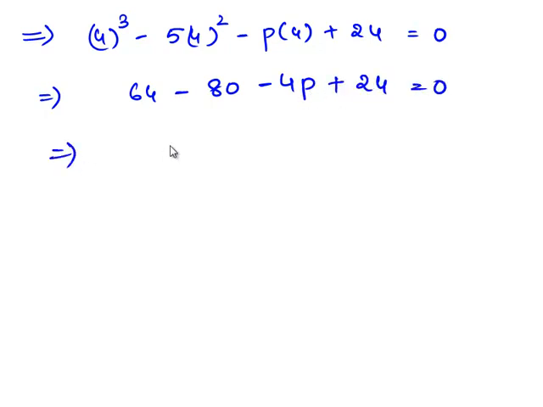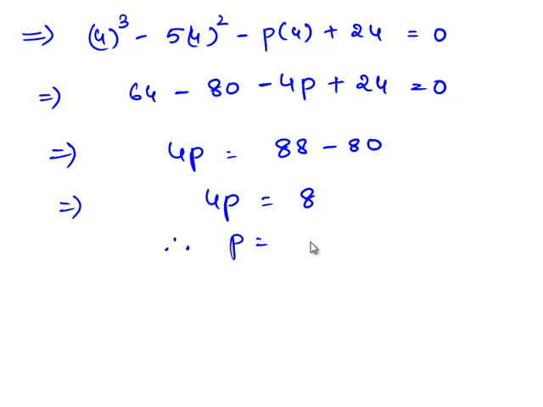This implies 4p is equal to 88 minus 80. This implies 4p is equal to 8. Therefore, p is equal to 8 divided by 4. 4 goes in 8 2 times. Hence, the value of p is 2.